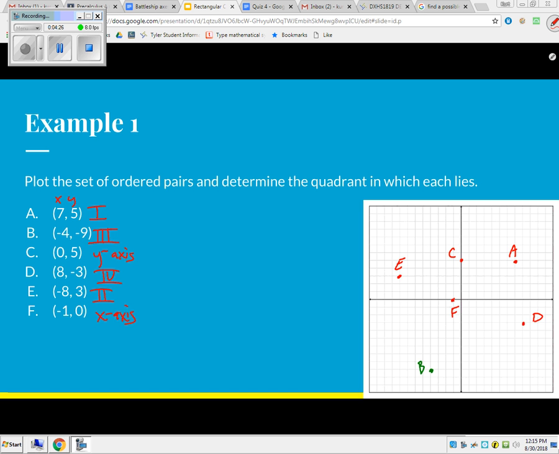Got a little tricky on some of them. I put them on the axis. So if it's on the axis, it's not actually in a quadrant. So I will just denote that by putting what axis it is on. So F would have been on the x-axis, and C landed on the y-axis.